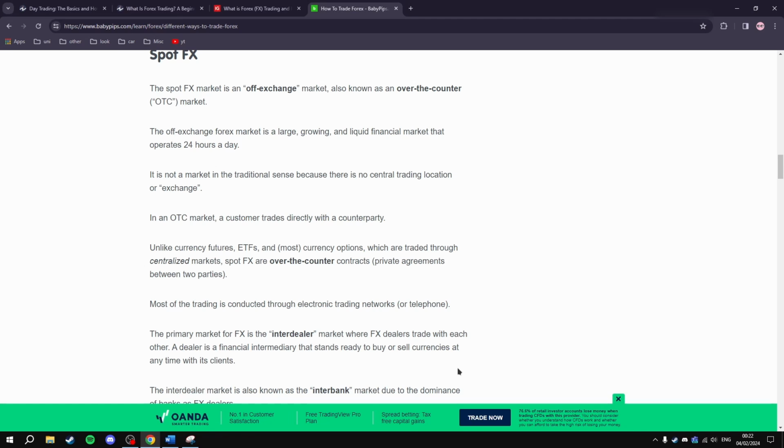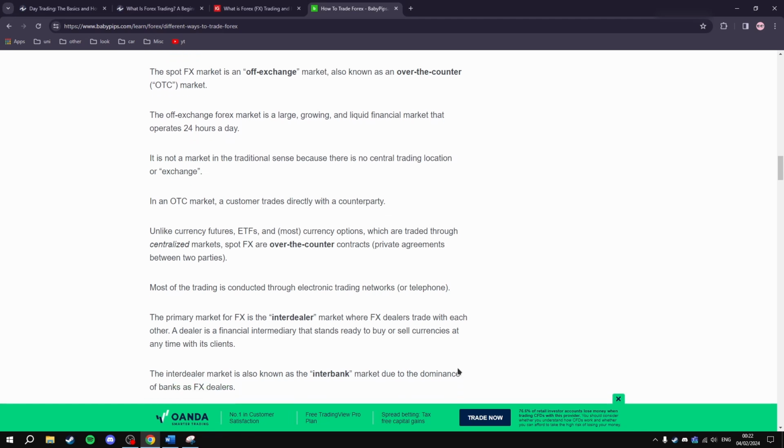Unlike currency futures, ETFs, and most currency options, which are traded through centralized markets, spot FX are over-the-counter contracts, private agreements between two parties. Most of the trading is conducted through electronic trading networks or telephone.